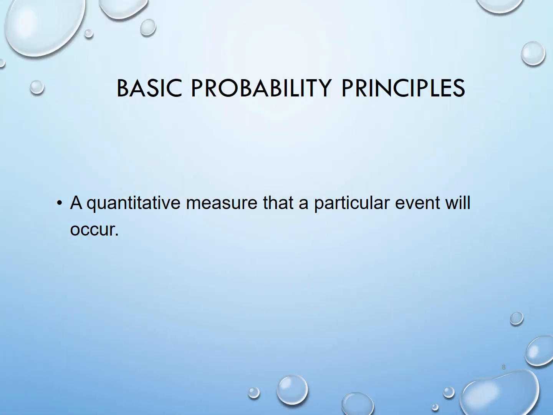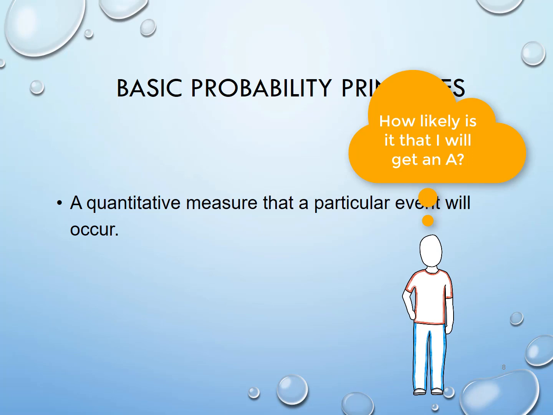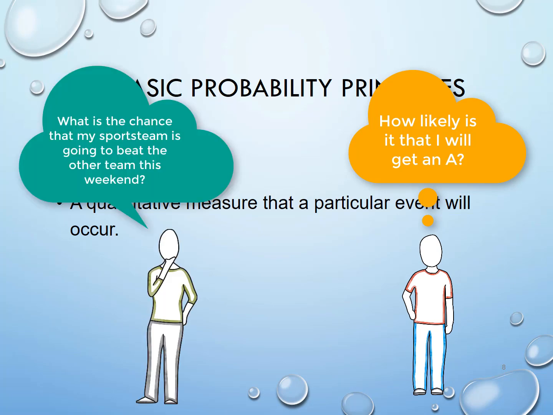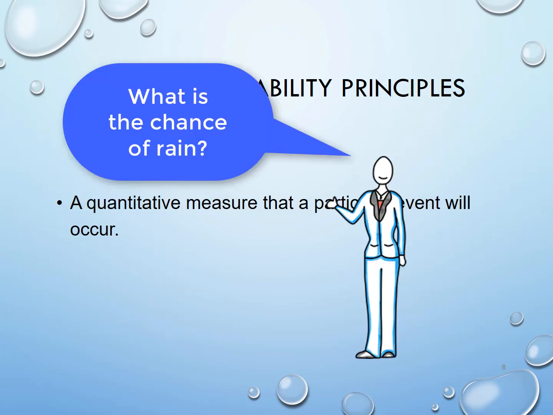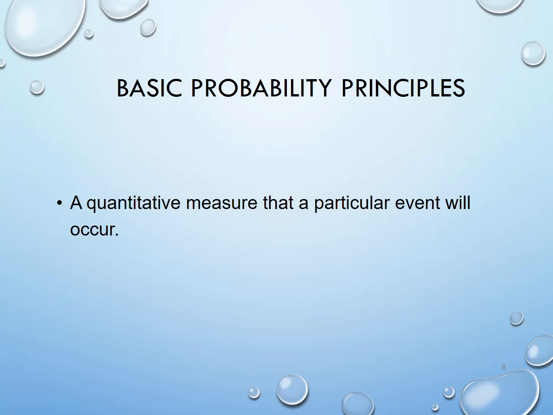Probability is a quantitative measure that a particular event will occur. We really use the concept of probability all the time. For example, you might ask questions like, how likely is it that I'm going to get an A on this exam? What is the chance that my sports team is going to beat the other team this weekend? What is the chance of rain today? But in everyday conversation, the answers are always kind of vague, right? Probably, pretty much, very unlikely.